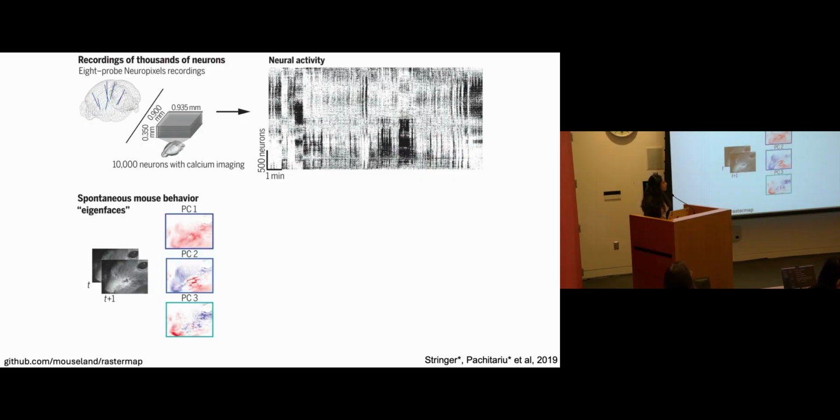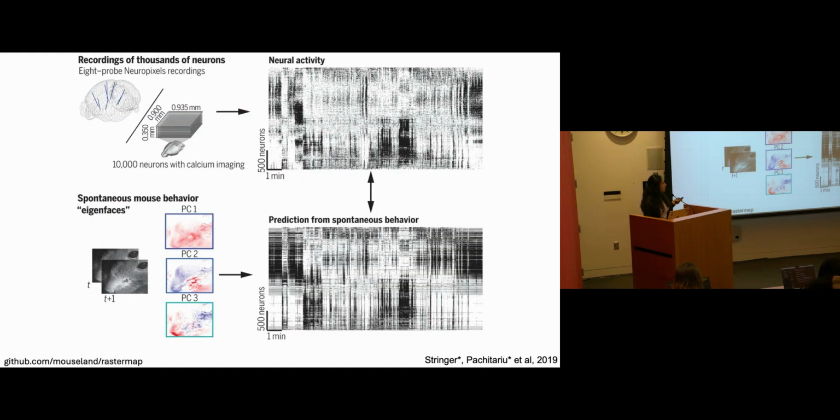So to study this, they performed PCA on the behavioral videos, as you can see here, to get these components that represent or capture motion of the mouse face. And then using a linear model to predict this neural activity from these behavioral PCs, you can see that the predicted neural activity looks very similar to the recorded activity, meaning when you quantify this, a large fraction of this activity, spontaneous activity, was explained by the spontaneous behavior of the mouse.